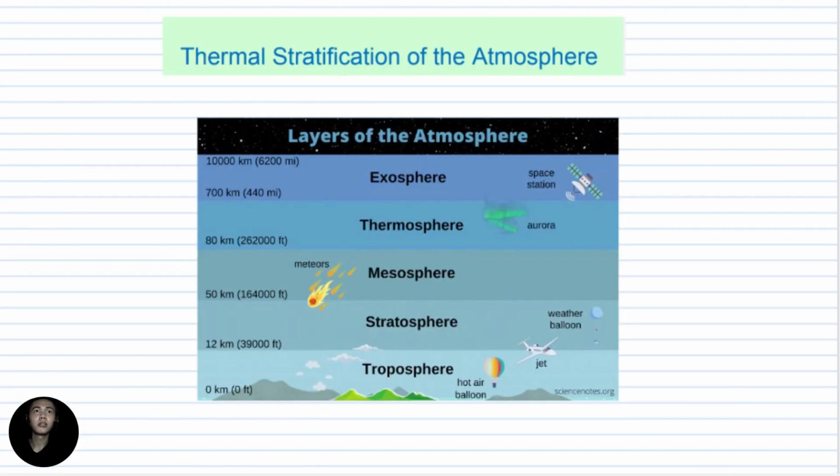Next, we have thermal stratification of the atmosphere. Thermal stratification of the atmosphere refers to the process of a fluid separating into layers based on temperature, which occurs because temperature changes result in density changes.